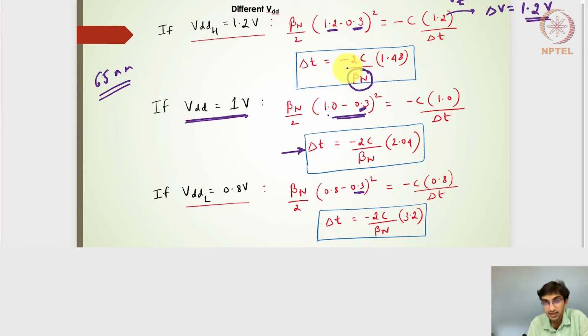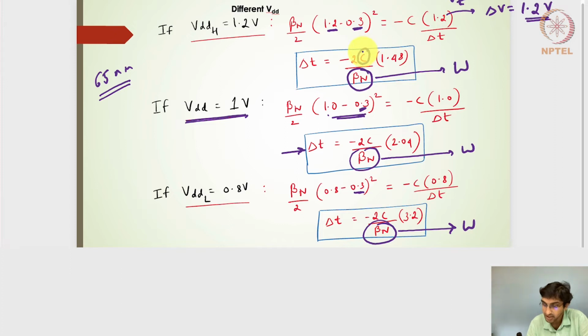So this beta n, which is a function of the width of the transistor. Let's say that I will have the same width of the transistor, and the same load capacitance connected to the output node. So in that sense, if I have 0.8 volts, I will have the largest amount of time delta T. It gives me minus 2C divided by beta n into 3.2. Whereas 1 volt is giving me 2.04 multiplied by minus 2C by beta n, and 1.2 volts is going to give me the lowest delta T.